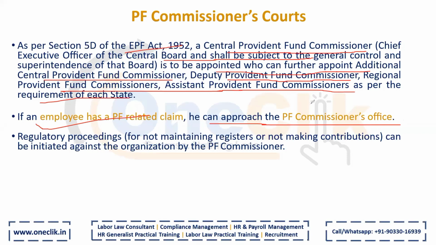As of now, they have one portal, that is the GMS portal, Grievance Management System portal. We can directly raise the issue there. If you're not satisfied with the answer on the online portal, you can reach the PF Commissioner office of your area or nearby your city, where your company has the code. Proceedings for non-maintaining of registers or not making contribution by the company can be initiated against the company by the PF Commissioner. You can complain there directly for any PF related issue.